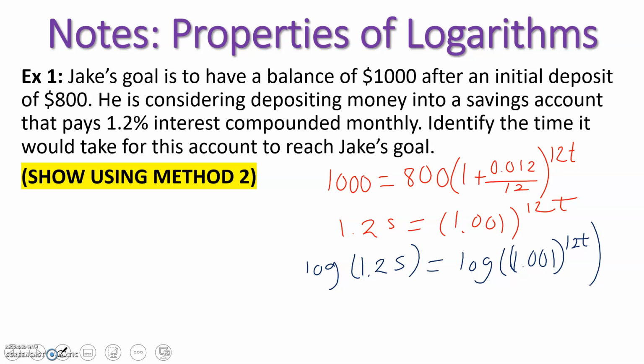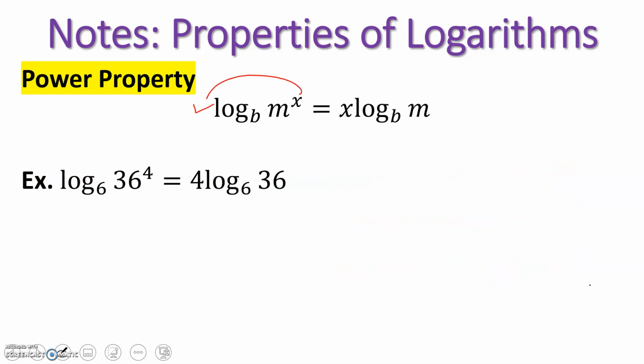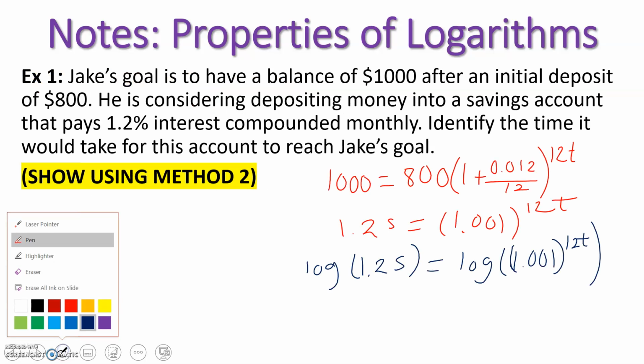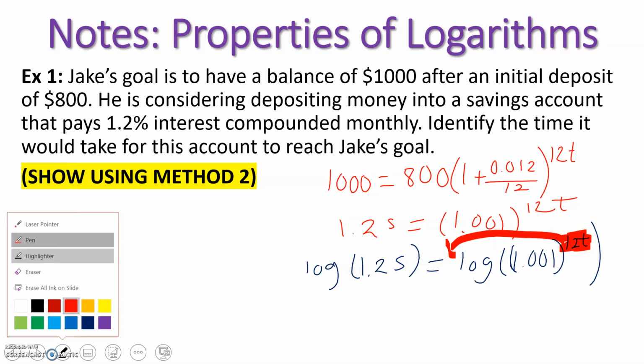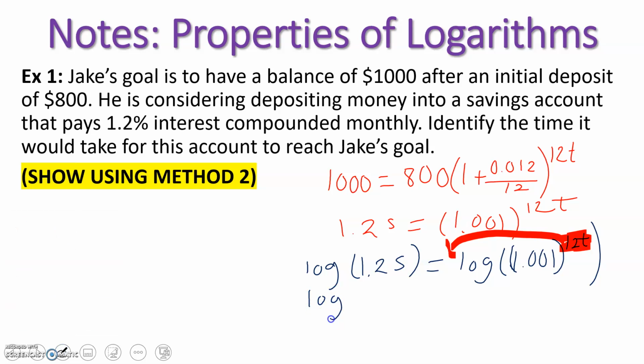Now, if we think about what the power property says, it says if I have the log and I have a power, the power itself can simply move in front. And so that's what's going to happen here. So we're going to have log of 1.25, and then in this case, that power, that 12t, is going to jump out front. Now we don't have to fuss over it. Now you're going to say when you look at this, the math is essentially the same. It's going to do the same thing as the previous one.